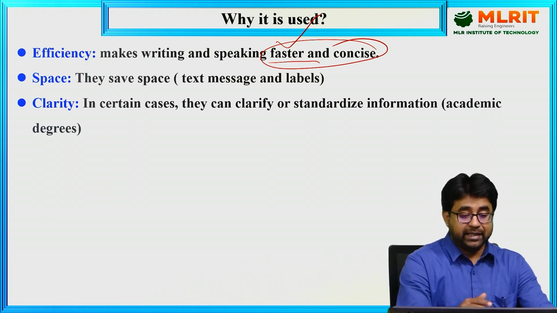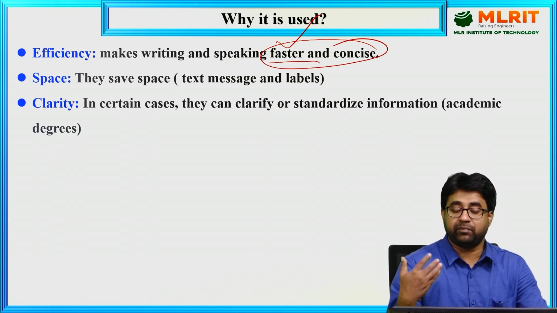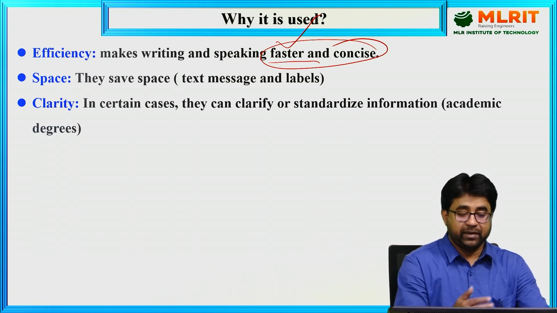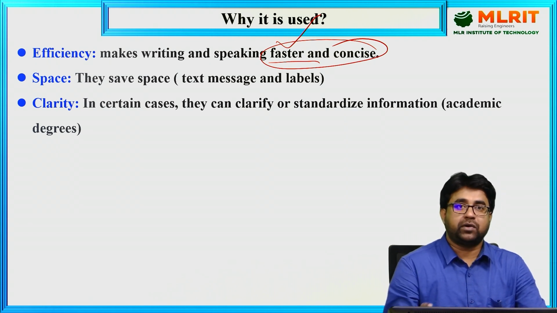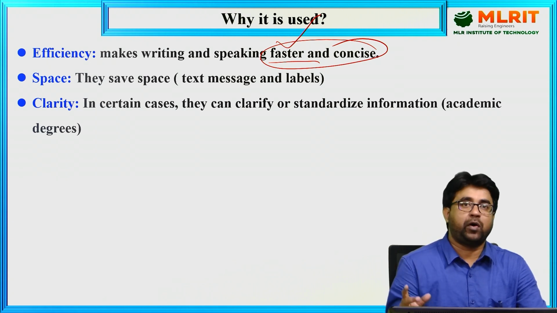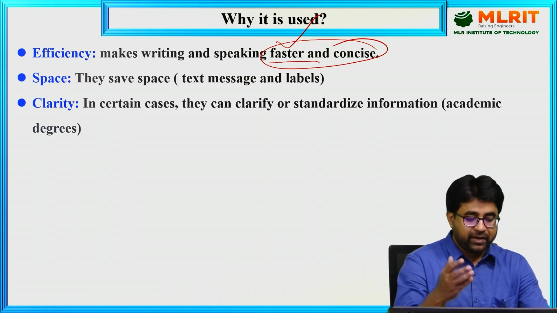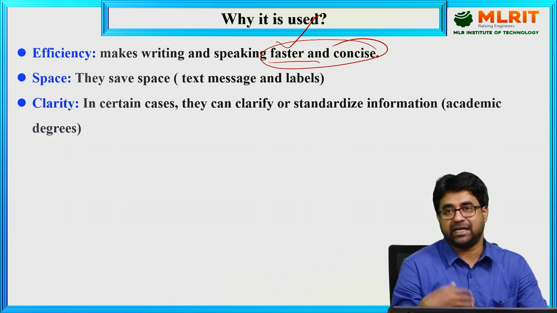Clarity also. In certain cases, they can clarify or standardize the information. They can make information more standard, or they can enhance the clarity, especially in academic degrees. For example, PhD. Now this is an abbreviated form, PhD. But if we use the complete words, Doctor of Philosophy, we might not understand what it means. The abbreviated form has now become more popular, right? And people easily understand it. So that's why, as I said, sometimes the usage of abbreviation actually adds clarity.